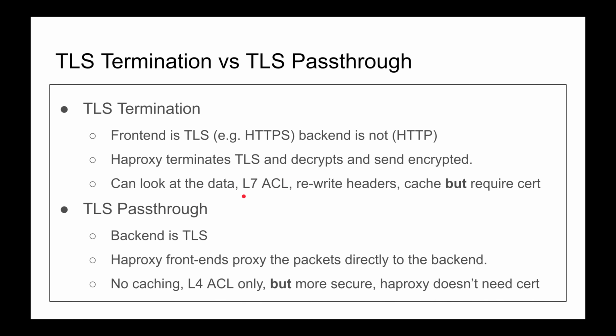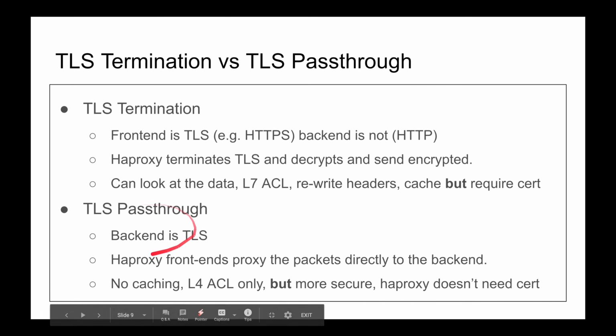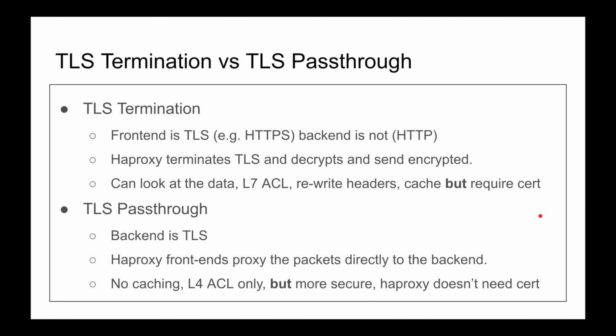That's when you want to use TLS pass-through, which is the mode called TCP mode. So my backend is TLS, and HAProxy just proxies the packets directly. And the moment it proxies the packet, it creates a single end-to-end TCP connection. So even the handshake happens end-to-end. And the proxy just says, boop, boop, boop, boop. It just forwards the connections immediately.